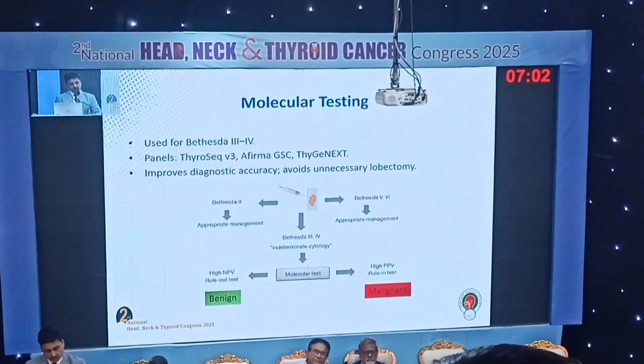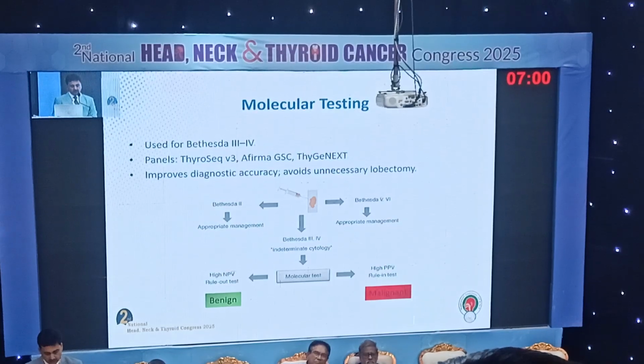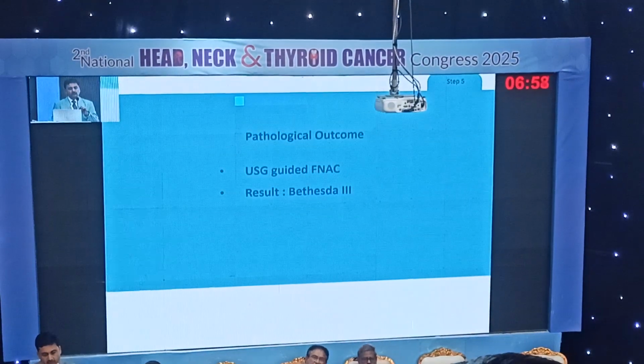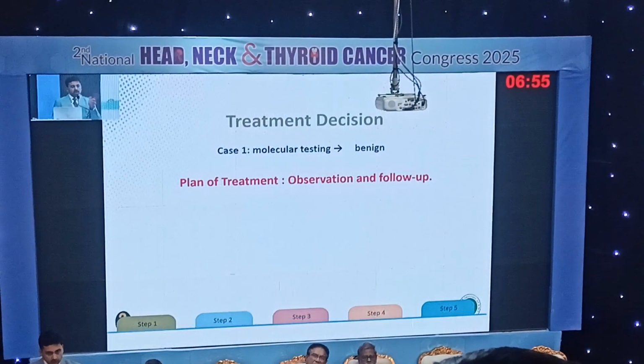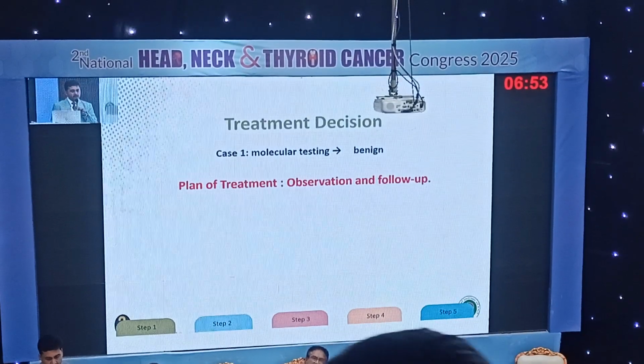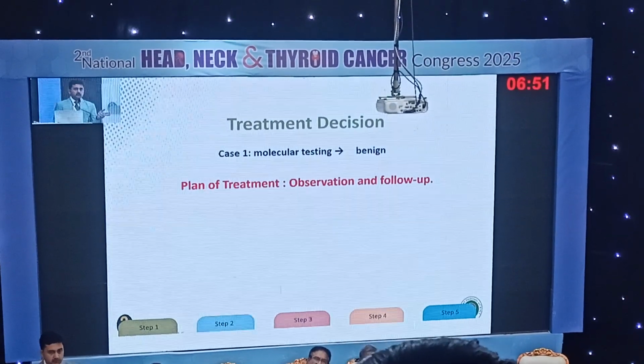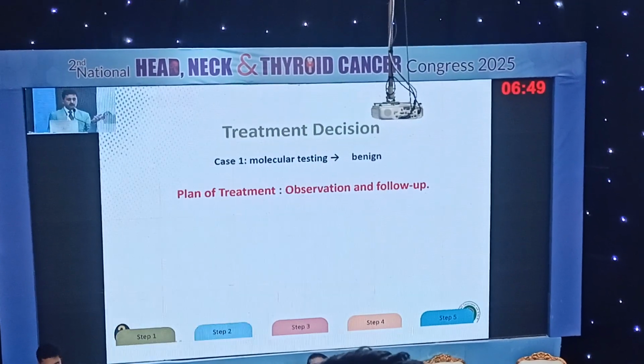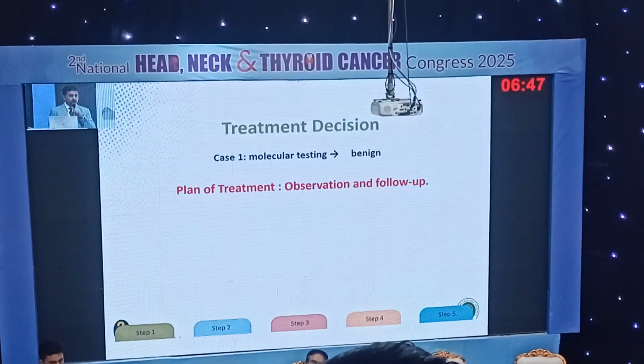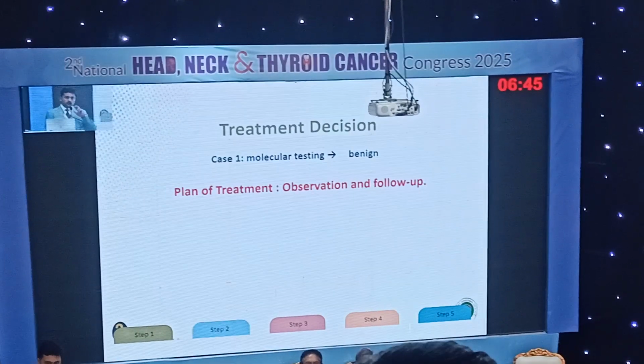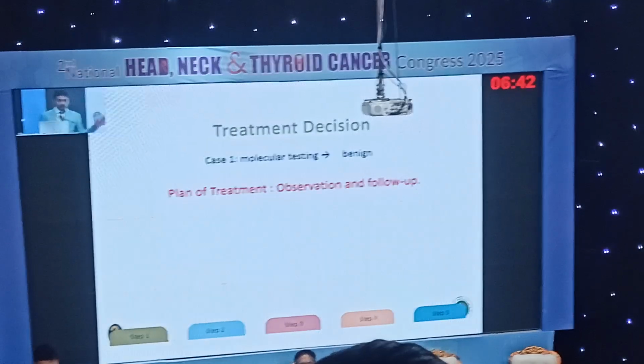And then similarly, you have this test done. So let us see, our nodule's molecular test was benign. Then you can take an option of doing observation versus, if at all for cosmetic reasons, doing a hemithyroidectomy. So this is one way of starting the evaluation.